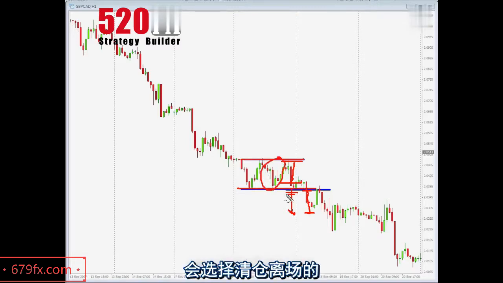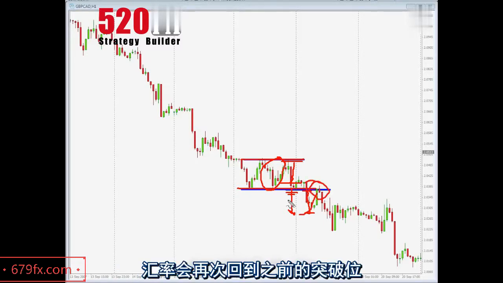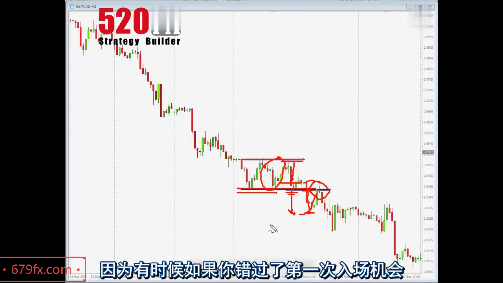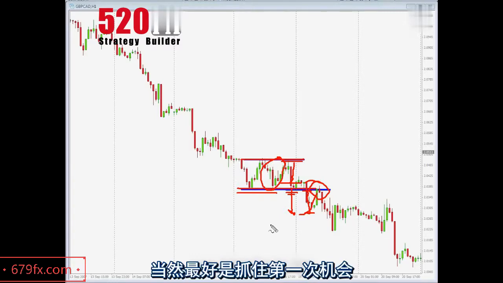Sometimes we do get a second chance, meaning a pullback to retest the breakout levels, in this case the range bottom. This is important, guys, because it means you will effectively have a second chance on a trade that you initially missed. You didn't have a go at the first breakout, but that does not mean you cannot trade the pullback if it indeed happens.